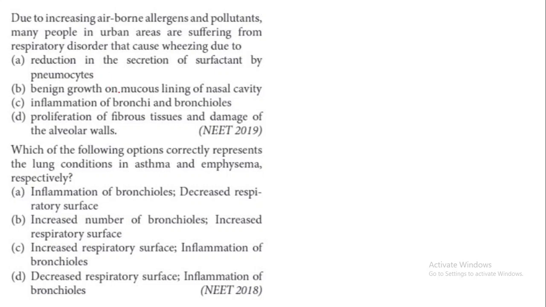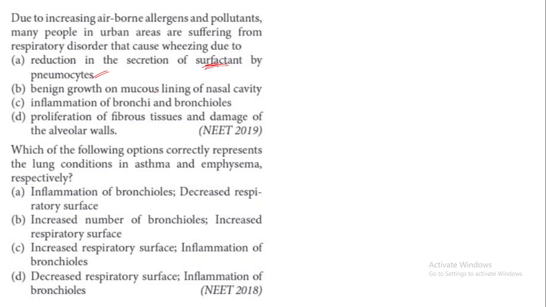Okay, is it benign growth on mucus lining of nasal cavity? Is it inflammation of bronchi and bronchioles? Or is it the proliferation of fibrous tissue and damage of alveolar walls? So what is it? Surfactant is a substance secreted by pneumocytes. These surfactants help in proper exchange of gases. They form a proper association with the alveoli and help in the exchange of gases. So, is there something wrong that happens, do the pollutants and allergens cause a problem to that?